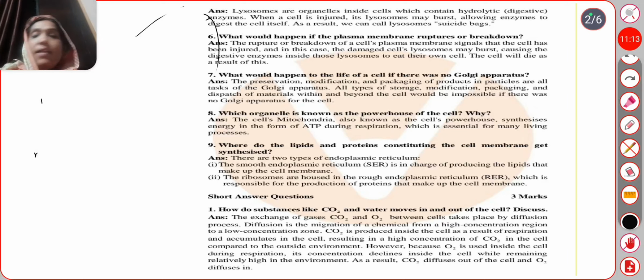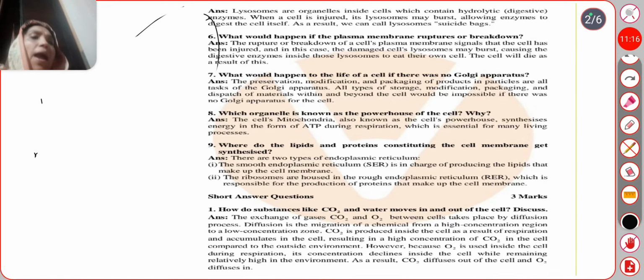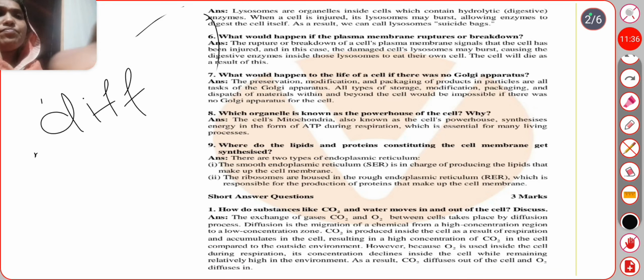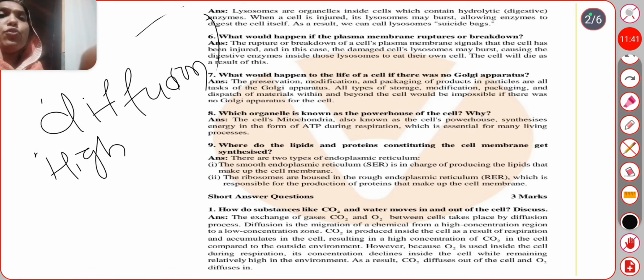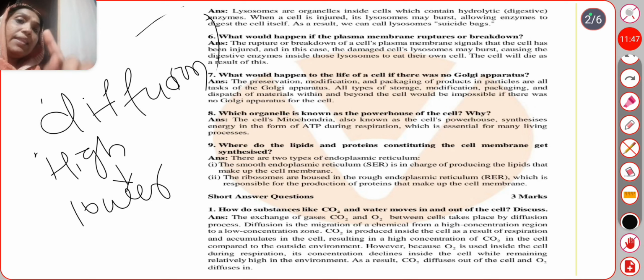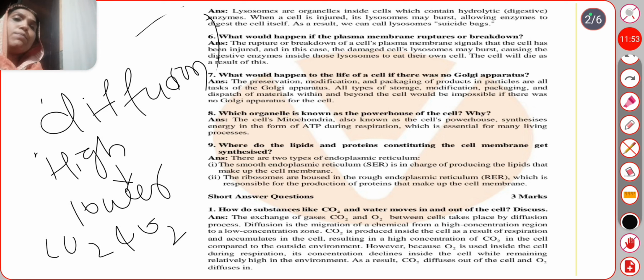How do substances like carbon dioxide and oxygen move in and out of the cell? Here, one thing you will understand: carbon dioxide and oxygen are exchanged by the diffusion method. Diffusion is a process in which molecules move from higher concentration to lower concentration. In that process, CO2 and O2 exchange takes place in our body.